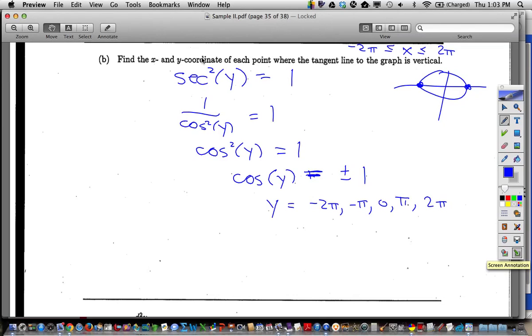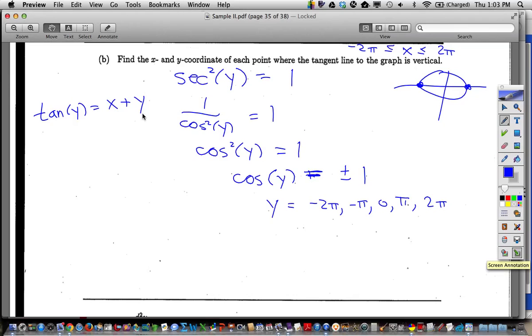Okay, now it says find both the x and the y coordinate of each point where the tangent line is vertical. So that's the y coordinate. How do I find the x coordinate? Got to go back to the original. So the original is tangent y equals x plus y. Well, this is going to be a real mess because I got all these different y's I'm going to have to plug in. Well, one thing that turns out pretty nice, actually, is what happens when you plug all of those into tangent y. On this side, I just get 0, right?